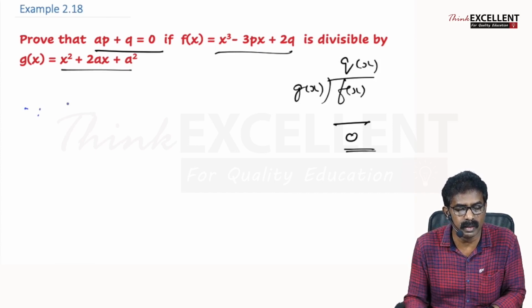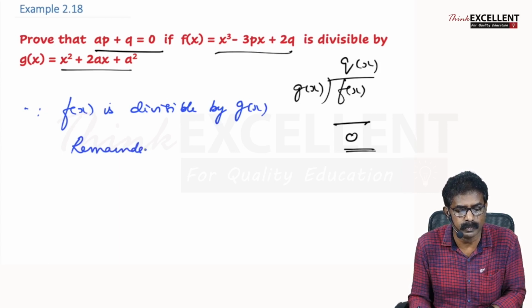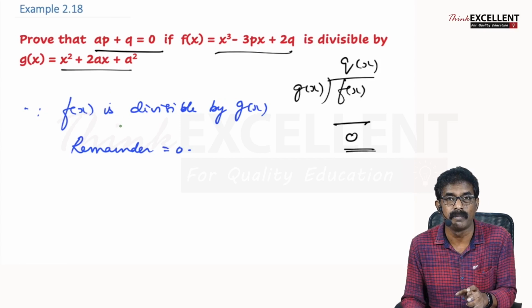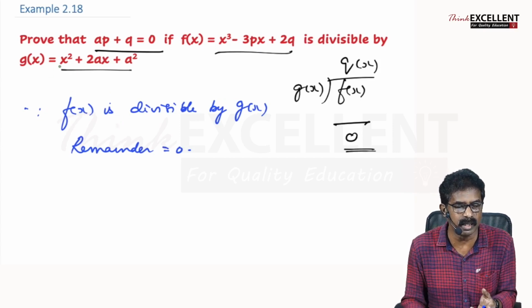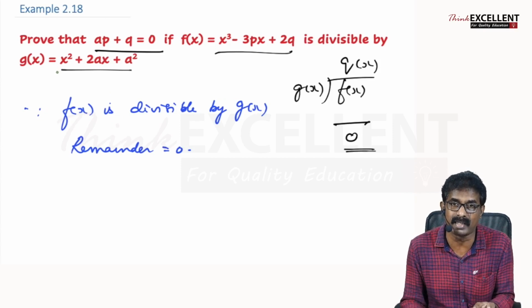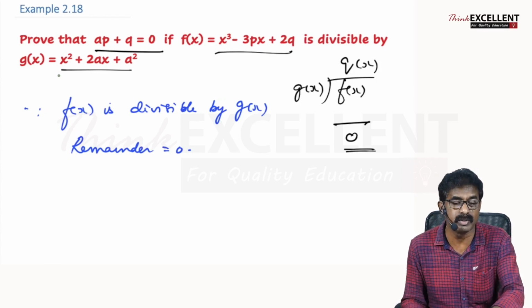Since f of x is divisible by g of x, the remainder equals 0. So this is the concept we are going to use. To find the remainder, you cannot use the direct method. The remainder theorem you cannot use, because g of x is not a linear one. It's a quadratic, you can't factorize it, there are some unknowns, so you can't do that. So better you go for the long division method.